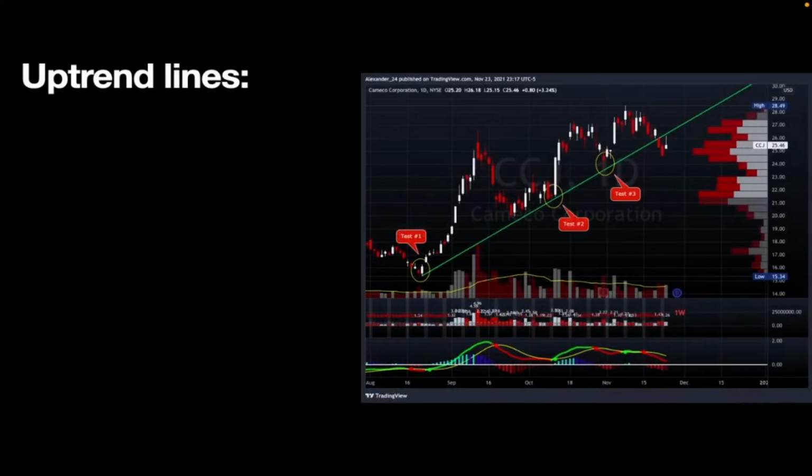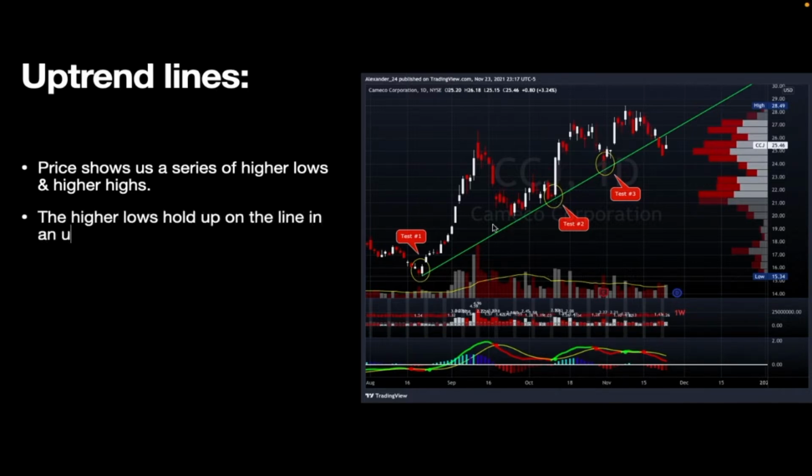So our first slide today, we're going to be going over uptrend lines for the next couple of minutes. What uptrends are showing us is a series of higher lows and higher highs, as you can see. We got one test, got another higher low, and so on and so forth. Basically the higher lows are holding up in a line and an upward slant, showing bullish momentum. It's another basic gist of what an uptrend line is.